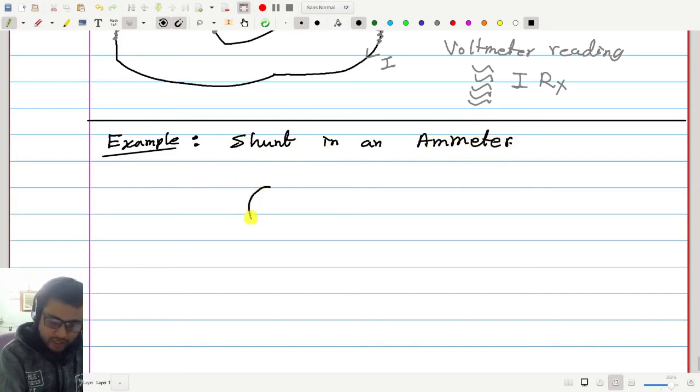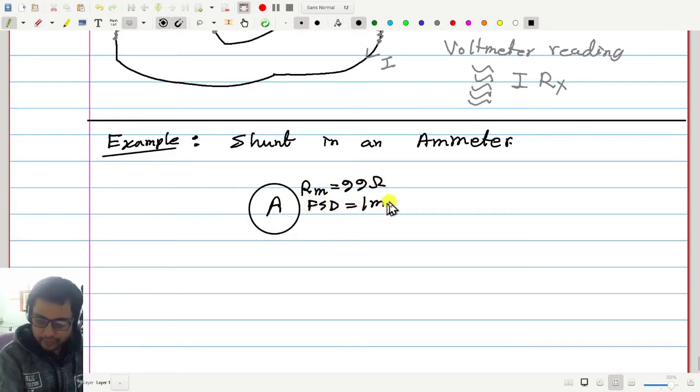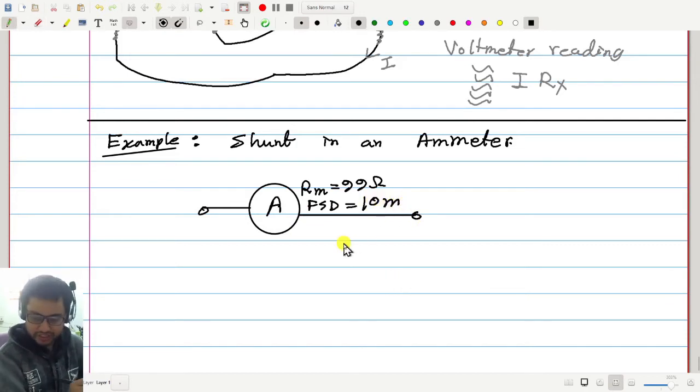Okay? So suppose I have an ammeter with resistance Rm equal to 99 ohm and full scale deflection current equal to 1 milliampere, and with this ammeter I want to measure 1 ampere current. Okay, let me make the full scale current 10 milliampere for ease of calculation, and I want to measure 1000 milliampere with this. How will we do that?